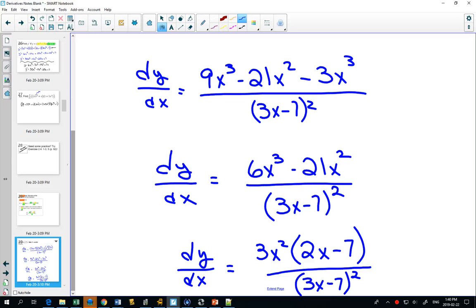So again, for all the questions that you get, what I want you to start looking at is what does the answer key look like? That's the simplified form. Can you manipulate your equation to match their equation in the answer key?